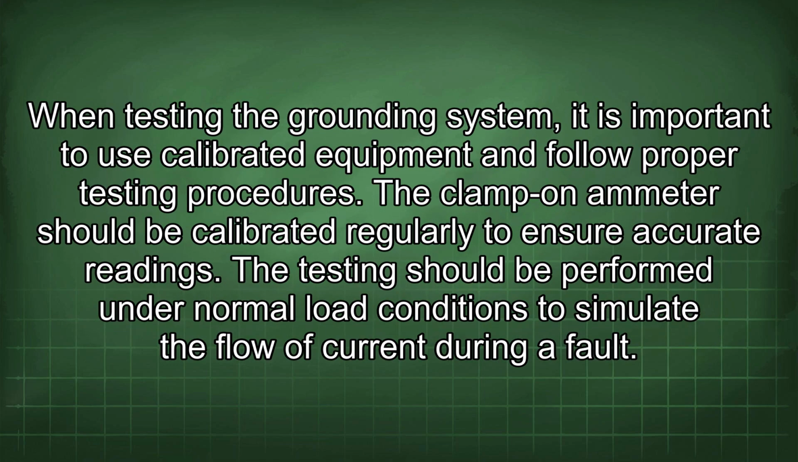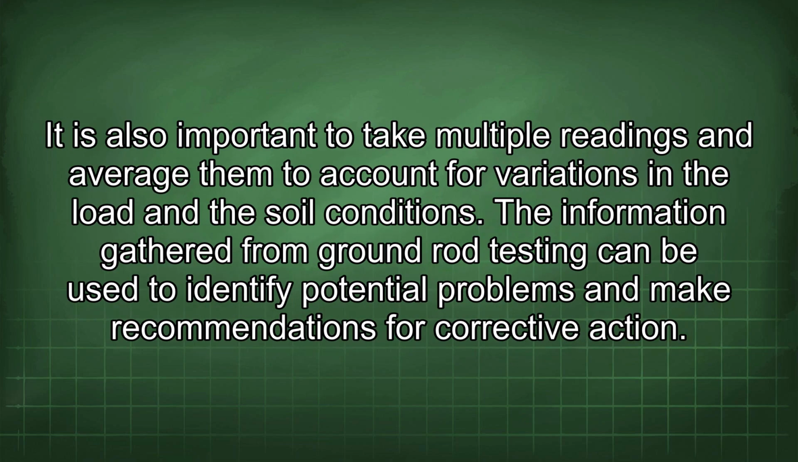When testing the grounding system, it is important to use calibrated equipment and follow proper testing procedures. The clamp on ammeter should be calibrated regularly to ensure accurate readings. The testing should be performed under normal load conditions to simulate the flow of current during a fault. It is also important to take multiple readings and average them to account for variations in the load and the soil conditions.